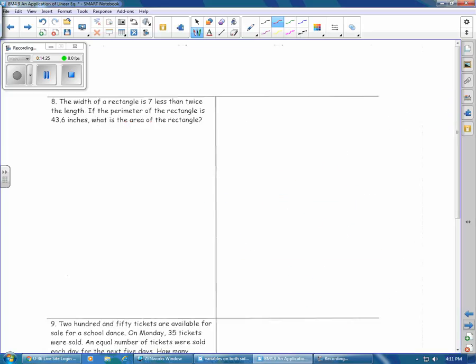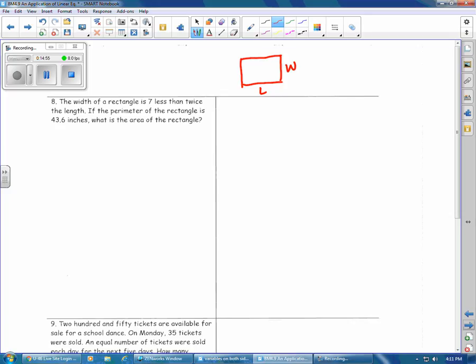Let's go ahead and set up number 8 together. The width of a rectangle. So what I tend to do when I have things that I need to kind of visualize is I would draw something. So I've got a length and I've got a width of a rectangle. This one is kind of tricky.